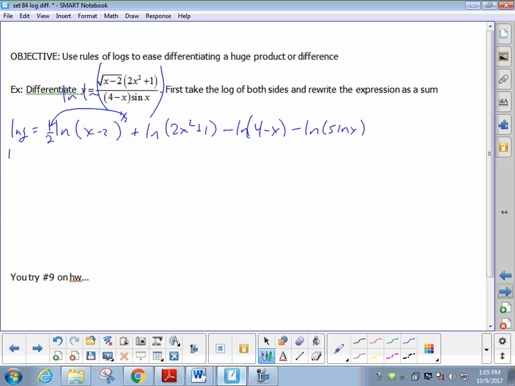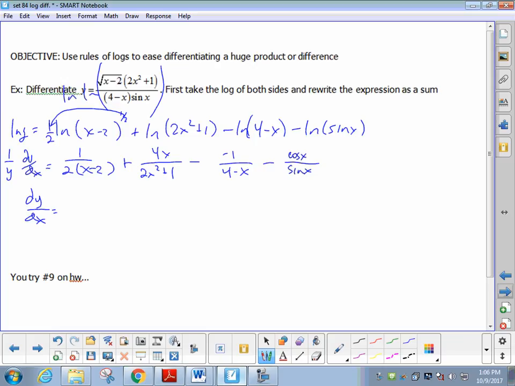Now we're ready to differentiate. The left-hand side is 1 over y, dy/dx. And all the derivatives on the right are these simple, easy, little log derivatives. What's the first log derivative? 1 over 2 times x minus 2. Plus the next log term derivative? 4x over 2x squared plus 1, minus negative 1 over 4 minus x, minus cosine of x over sine of x, which you might imagine would be written cotangent in the answer. You follow? Okay. Now here's where I cut you some latitude.